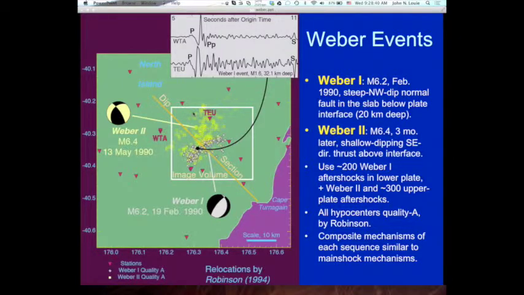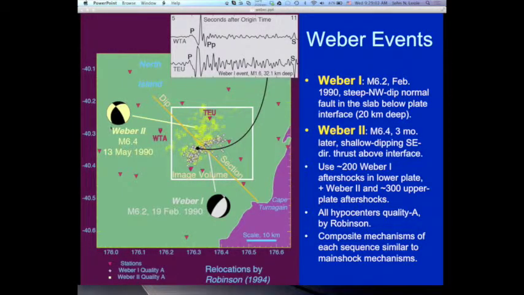The aftershocks, which are in yellow here, the Weber 1 aftershocks are the gray diamonds. The yellow squares are the Weber 2 aftershocks. And in fact, the main shock is in there too, because the monitoring is very good when Weber 2 happened. So the aftershocks line up along this very shallow northwest dipping plane. So it was a thrust event, toward the east southeast.